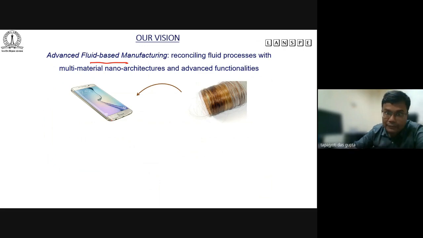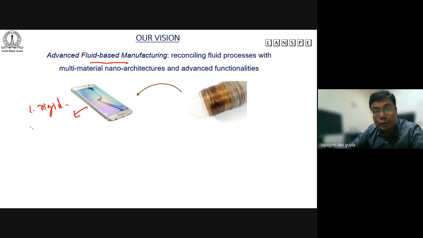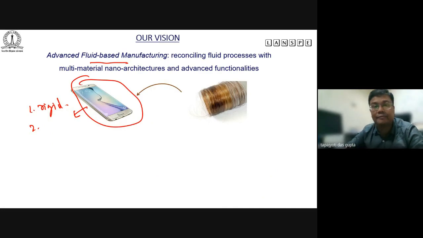And when I talk about this, you are on two ends: you have a rigid telephone, your mobile phone, the smartphone that you use for your day-to-day life. The con here is it's rigid, but the pro is that it has a lot of functionalities incorporated inside the single device, right? So you have sensors, you have lenses, you have electronics all incorporated.